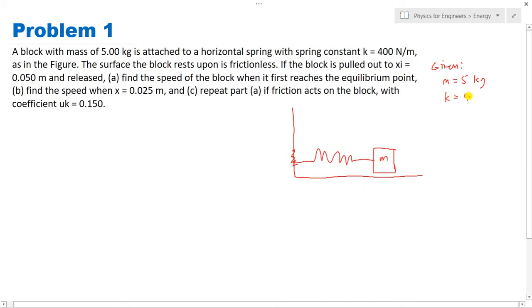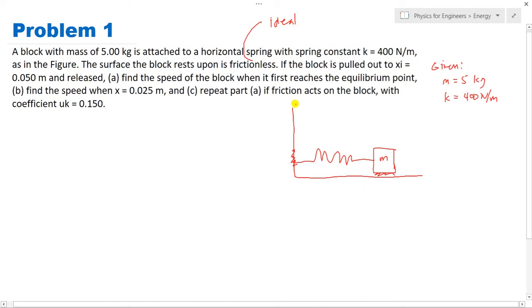So K is equal to 400 Newton per meter. Then the surface the block rests upon is frictionless. So frictionless na siya, class, meaning ideal condition ta. So ideal condition.